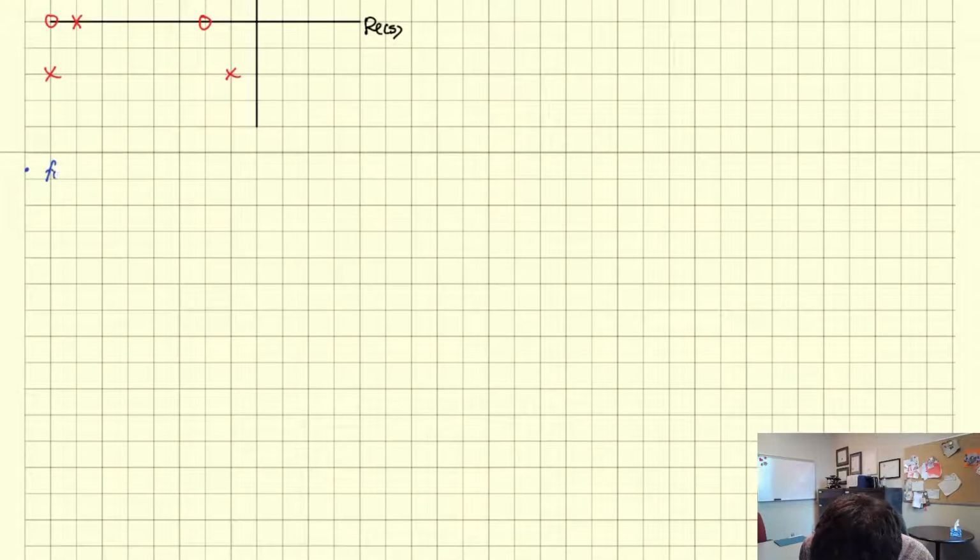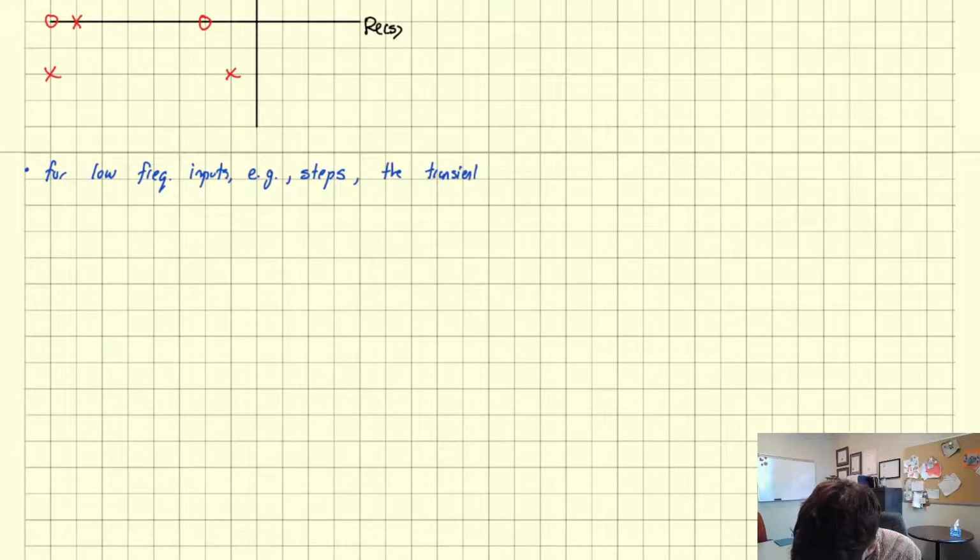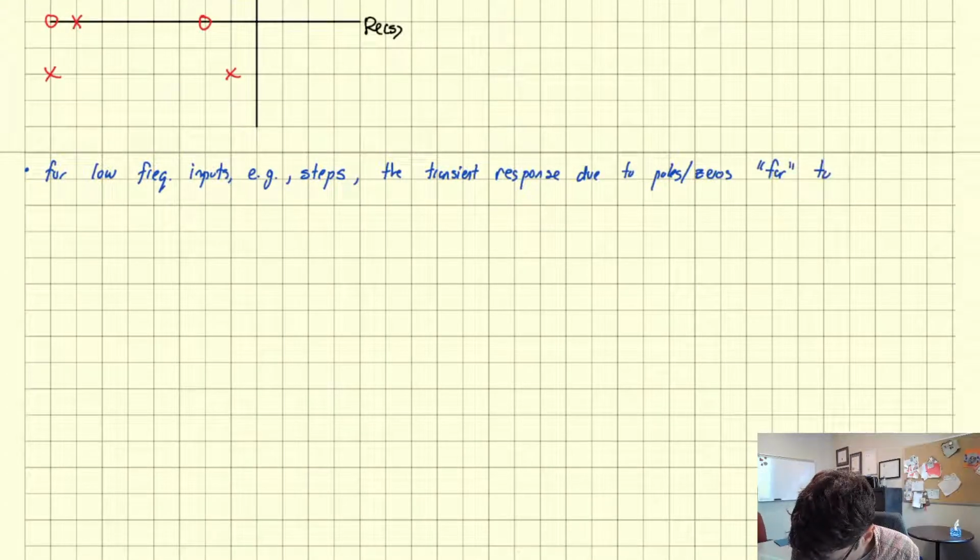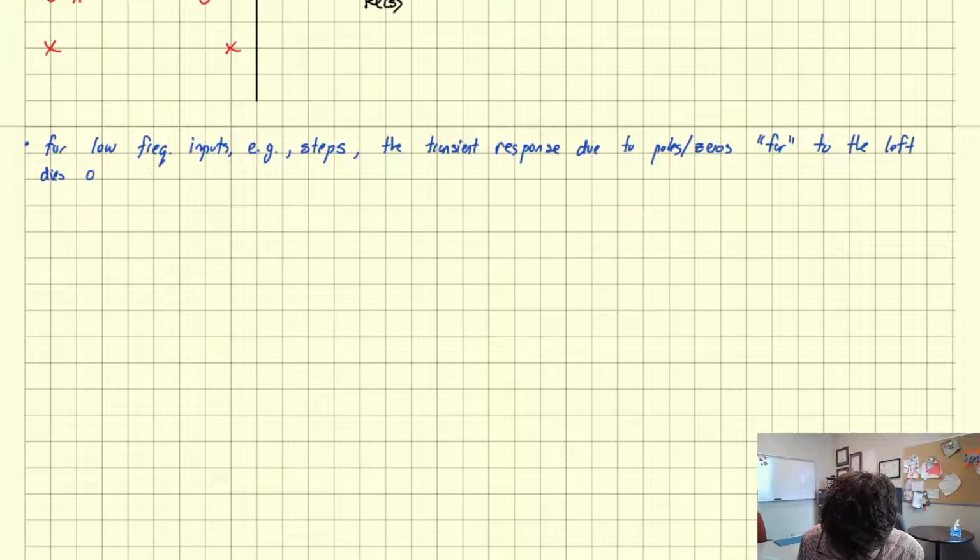So for low frequency inputs, like steps, the transient response due to poles and zeros far to the left dies off quickly. Right? In other words, in a short amount of time, you won't see what's happening.